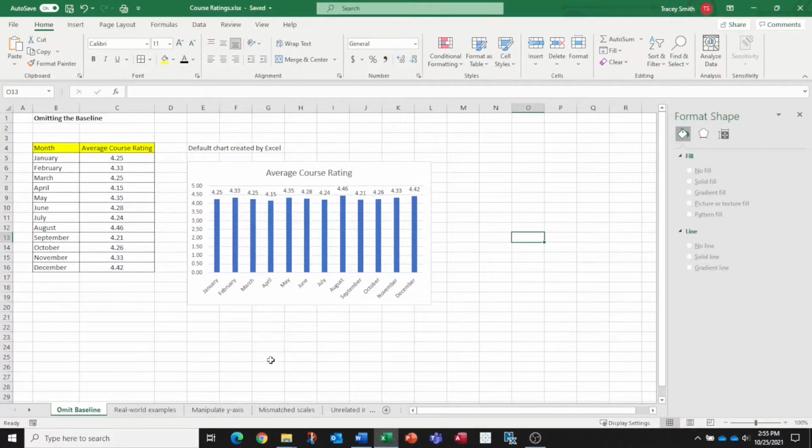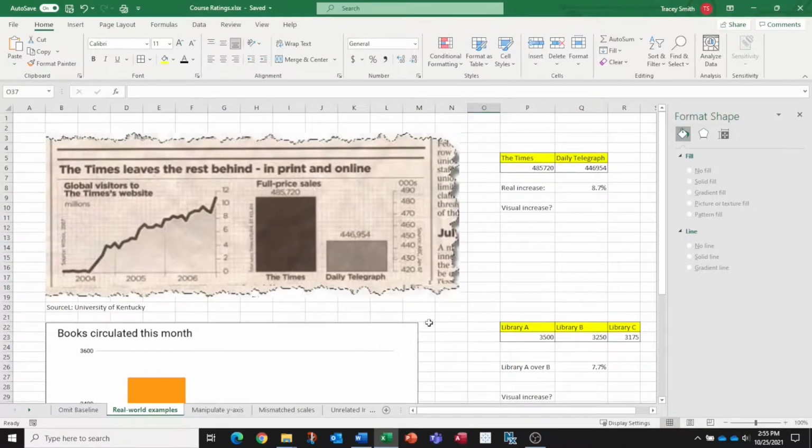Now let's take a look at some real-world examples. In a newspaper, and this was from the University of Kentucky, if you take a look at this chart here, they have actually logged the number of full price sales that the Times had, so 485,720, and their competitor, the Daily Telegraph, so 446,954. Putting those two bars together, look at the relative heights.